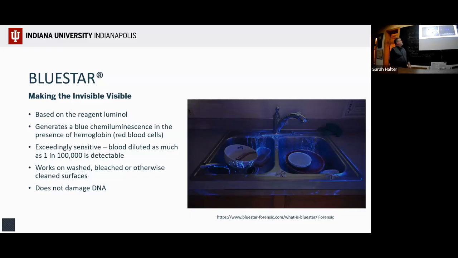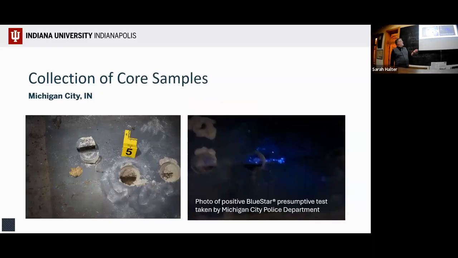So these are the pictures from the scene. On the left, we've got one of the core samples that's been drilled out. This is the hole left over. And then this is after they treated it with the Blue Star and turned the lights off. And you can see the blue glow. Okay. Now, this is not definitive. This doesn't mean that there's blood and nothing else. There are possible false positives for this chemical reaction, but it's still a really strong indicator. And it gives you motivation to take that evidence and do even more with it to try to see what you can see.